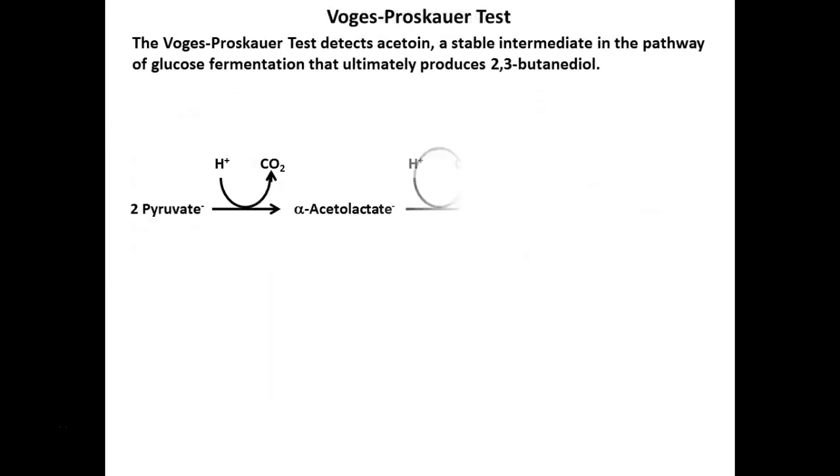Okay. So Voges-Proskauer is the only test that we do that detects a type of fermentation product we haven't looked at yet. So fermentation products are acid, alcohol, right? And gas. This is the alcohol. This is 2,3-butanediol. But did we actually test to see if your organism had 2,3-butanediol in its tube? No, what did we test for the presence of? It was an intermediate in this pathway.